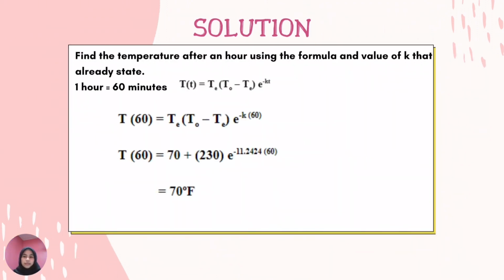Suddenly, I changed my mind because I want to eat with my friend, but she will be home about 1 hour later. So I need to find the temperature after an hour using the formula and value of k that are already stated. 1 hour equal to 60 minutes. The formula is T equal to Te plus open bracket To minus Te close bracket e to the power of negative kT. So we put all the information into that formula and we will get the temperature after 1 hour is 70 Fahrenheit.